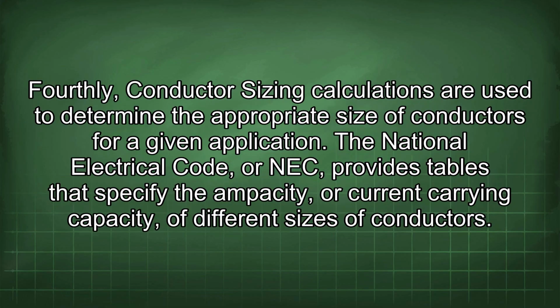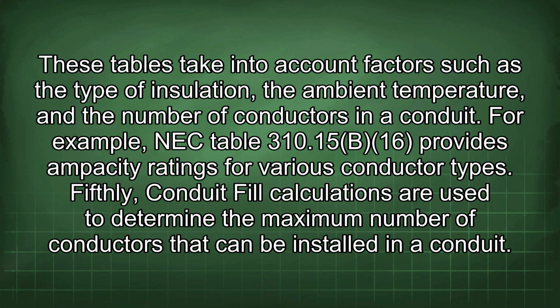Fourthly, conductor sizing calculations are used to determine the appropriate size of conductors for a given application. The National Electrical Code, or NEC, provides tables that specify the ampacity, or current carrying capacity, of different sizes of conductors. These tables take into account factors such as the type of insulation, the ambient temperature, and the number of conductors in a conduit. For example, NEC Table 310.15(B)(16) provides ampacity ratings for various conductor types.